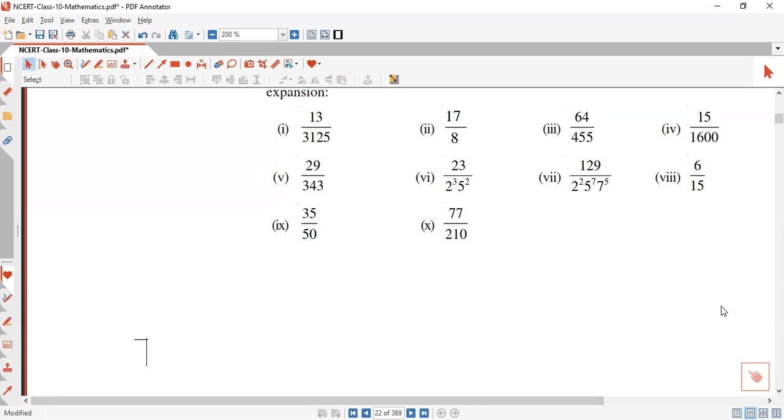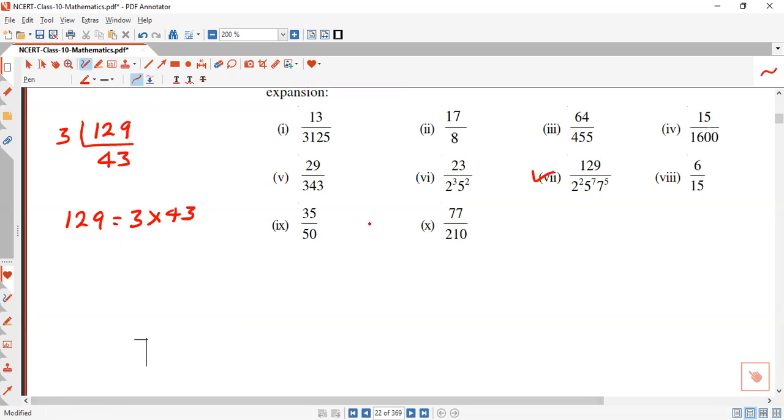Next, seventh part. You see in the numerator we have 129. You see the factor of 129. 3 is a factor, 3 fours are 12, so 3 into 43. And can 43 be broken? No way, we can't break 43. So 129 has the factor 3 into 43.